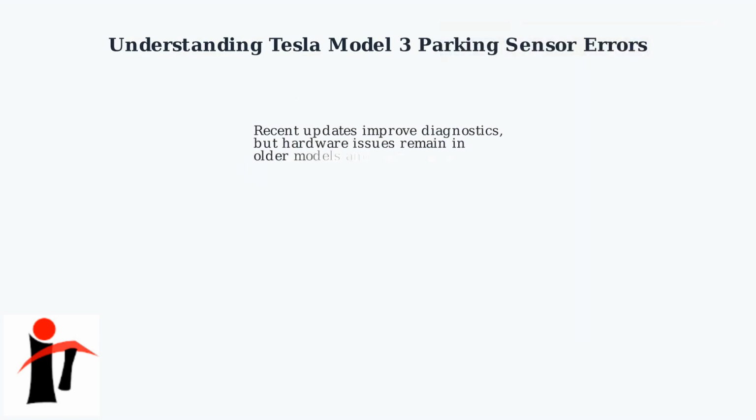Recent software updates have improved diagnostics and error handling, but hardware issues still persist, particularly in older Model 3 vehicles or harsh climates. When a parking sensor error occurs, the Tesla touchscreen displays specific alerts to help identify the issue. These messages appear on the vehicle's display and can also be checked in the Tesla mobile app for logged errors.